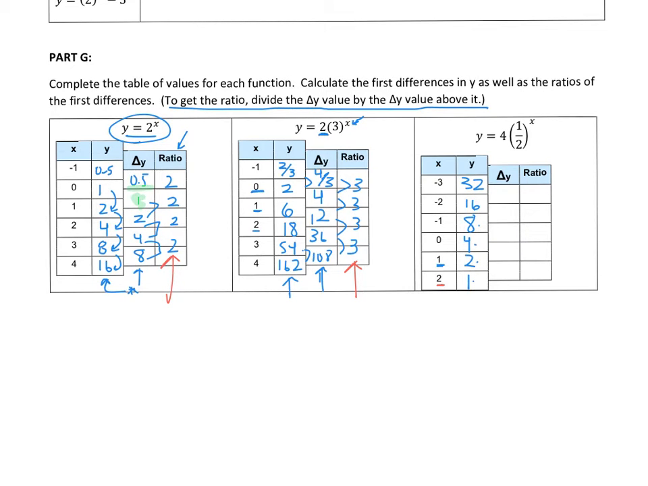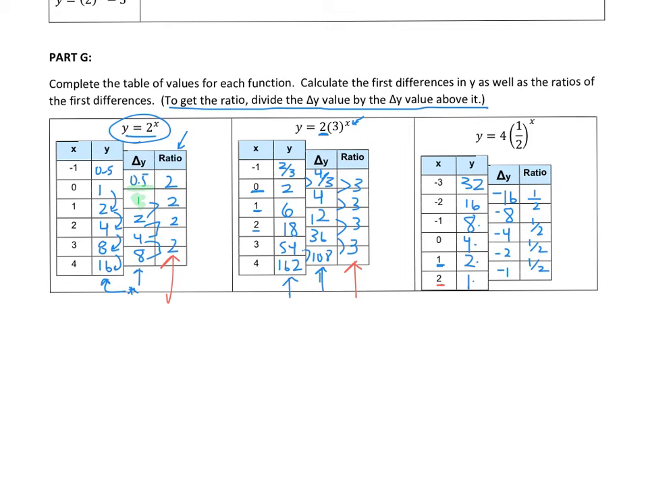So if I find my differences in y here, 16 take away 32, that's actually negative 16. 8 take away 16 would be negative 8. 4 take away 8 would be negative 4, a negative 2, and a negative 1. If I do the ratios, negative 8 divided by negative 16 would be a half. Negative 4 divided by negative 8 is positive 1/2. Negative 2 divided by negative 4 is positive 1/2, and a positive 1/2 again.